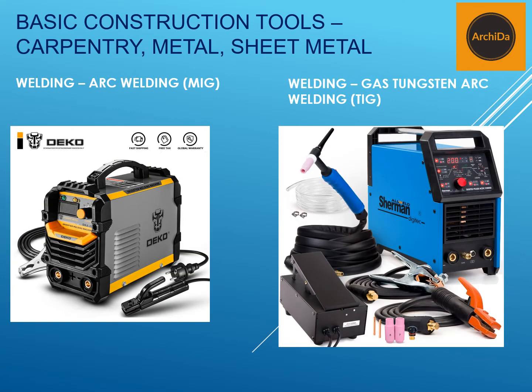Next is welding. The first item here is the arc welding or the MIG welding. This is purely electrical, so you will use high electricity to weld two pieces of steel. Then the item on the right is called the gas tungsten arc welding or TIG. With this, you will use another type of gas connected to this equipment to perform your welding works.